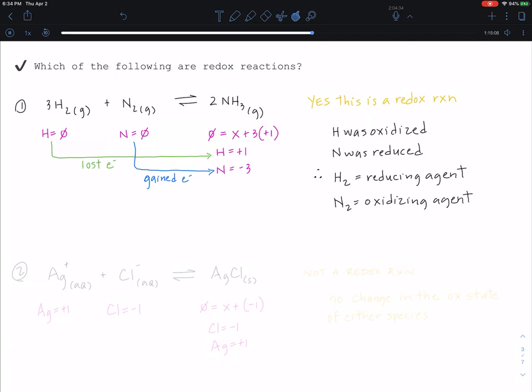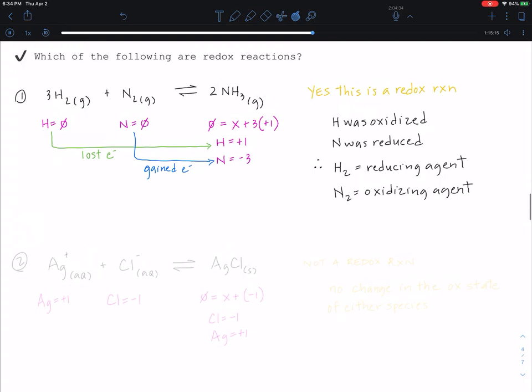All right, let's do another example that might seem just a little bit clearer. It's usually nice when there's charge involved.